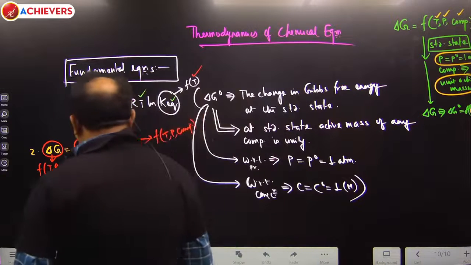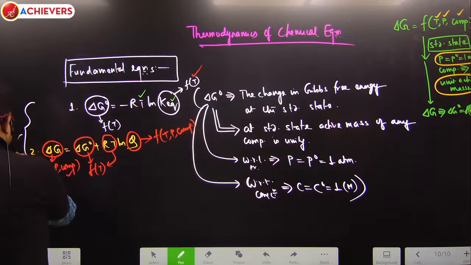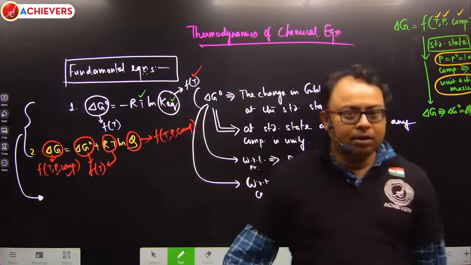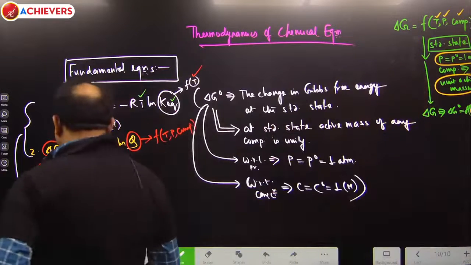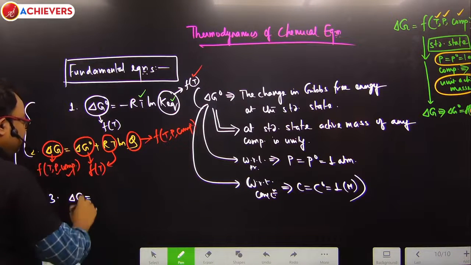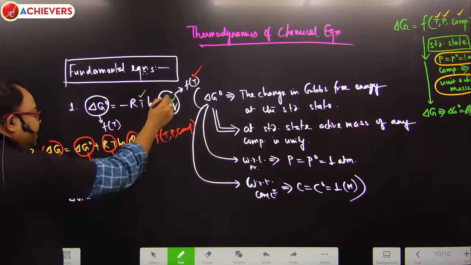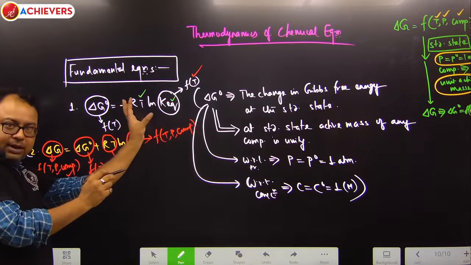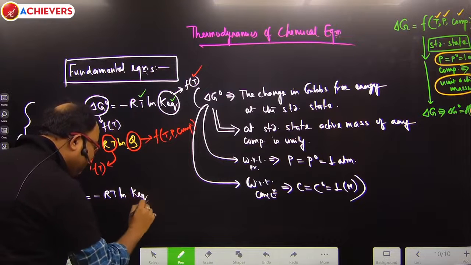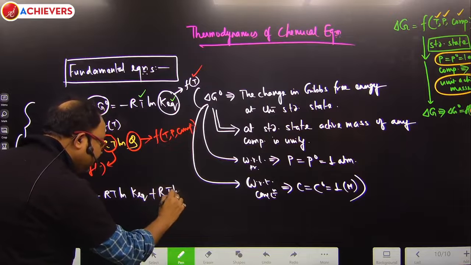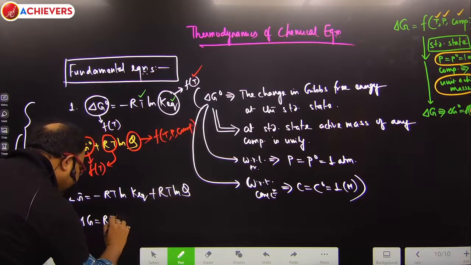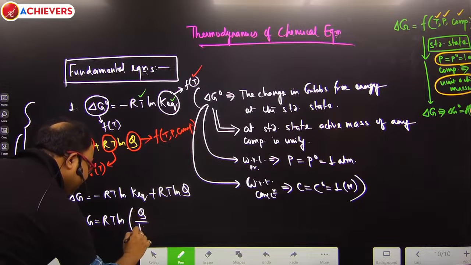Now let's move on to the third one. The third one is a combination of these two equations. This delta G equal to, you see, in place of delta G0, you plug in this particular result, minus RT ln KQ, and already you have got one RT ln Q. So obviously delta G becomes RT ln Q by KQ.